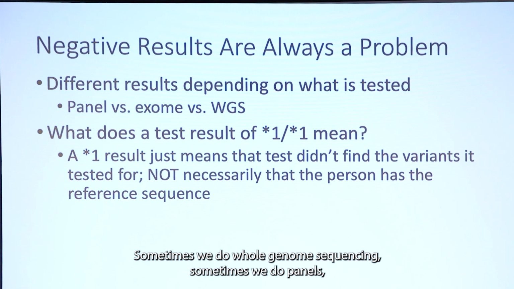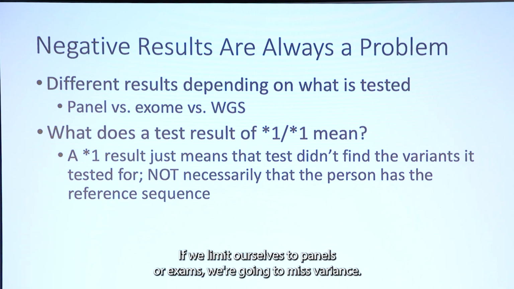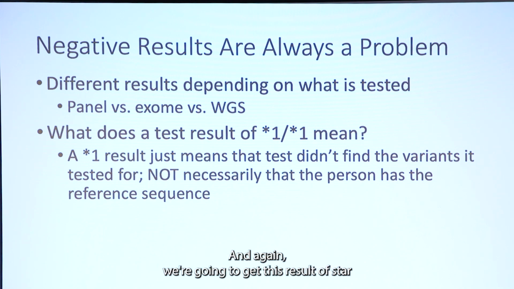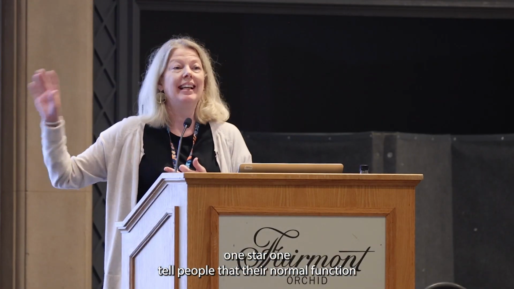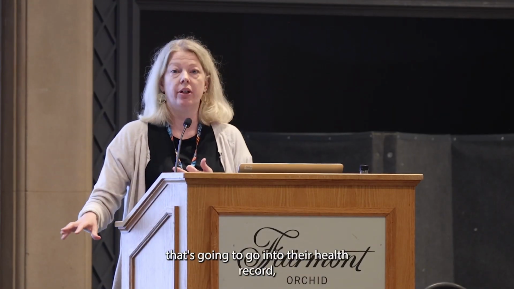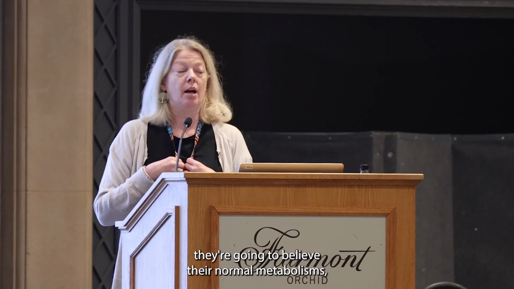Sometimes we do whole genome sequencing, sometimes we do panels, sometimes we do exomes. If we limit ourselves to panels or exomes, we're going to miss variants. And again, we're going to get this result of star 1, and tell people that they're normal function. That's going to go into their health record. They're going to believe they're normal metabolizers.